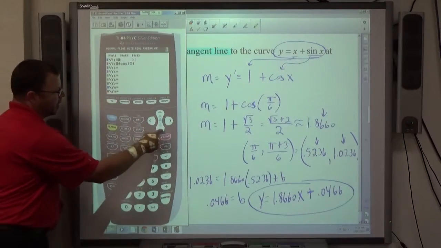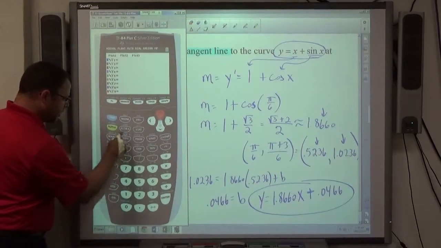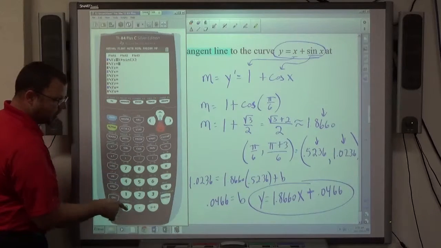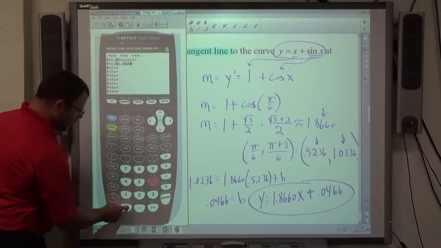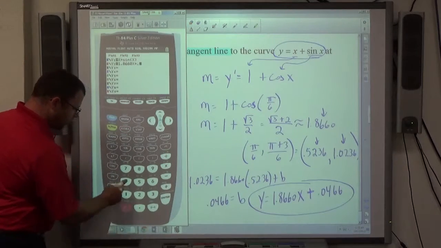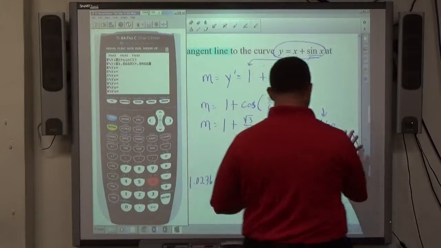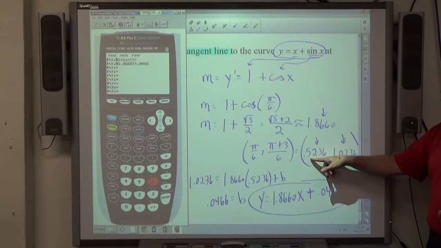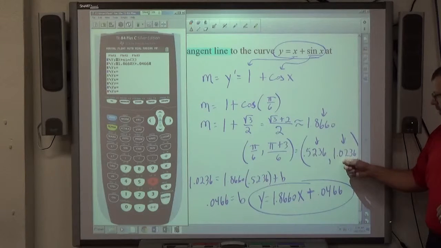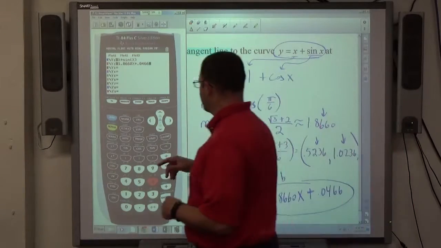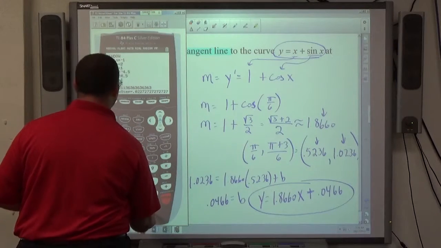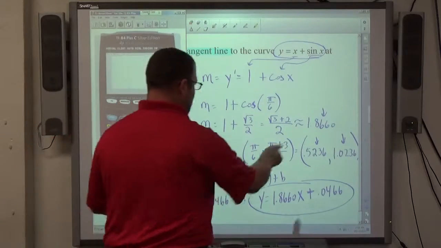If I type in my function x plus sine of x as function 1, and my tangent line formula, 1.8660x plus 0.0466. I want to make sure this point of tangency is on my graph, so maybe x goes from -1 to 2, and y goes from -2 to 4, something like that. Magic numbers here. See what happens, as long as that point's within that window.